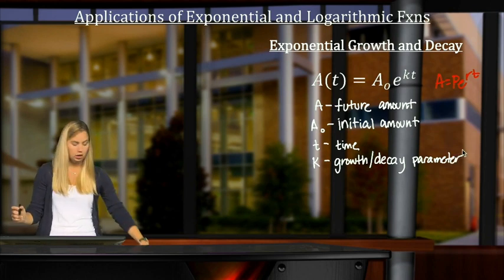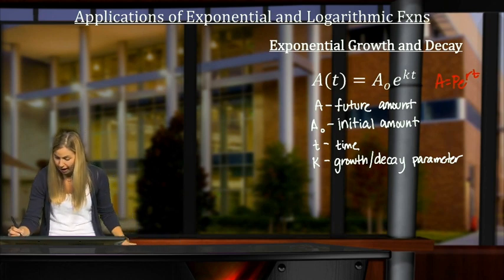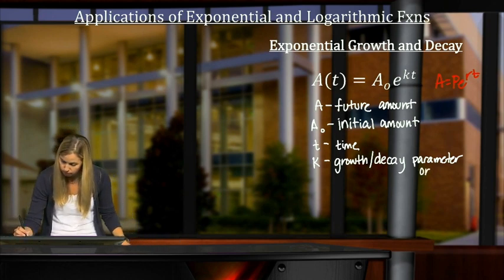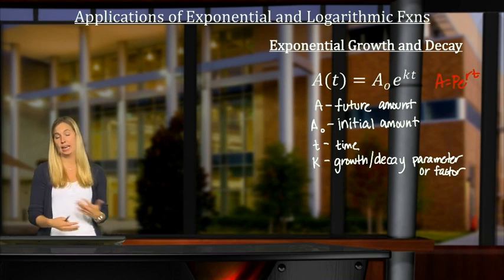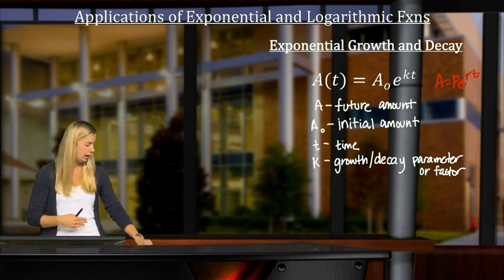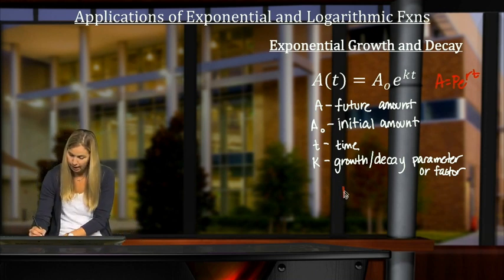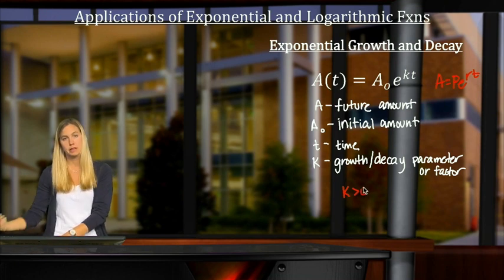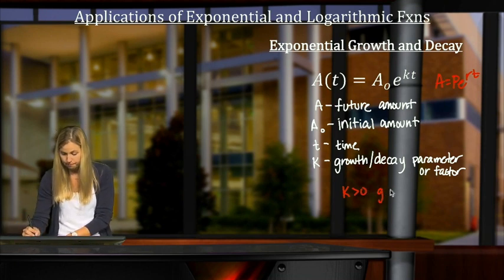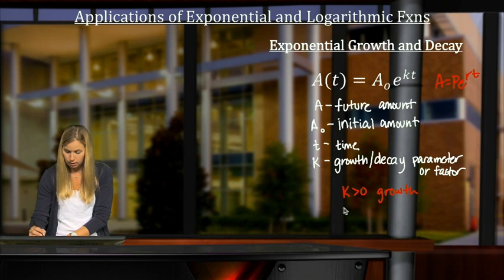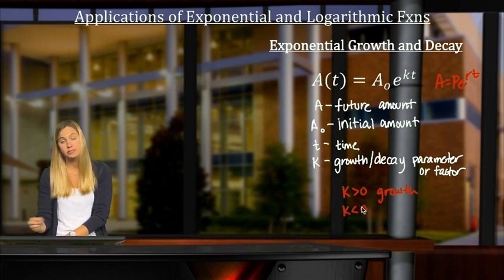So we can call it the growth or decay parameter, or we could call it the growth or decay factor. It's a constant that, again, is related to how your population is growing or decaying. If K is positive, then we're going to have growth. If K is negative, then we'll have decay.